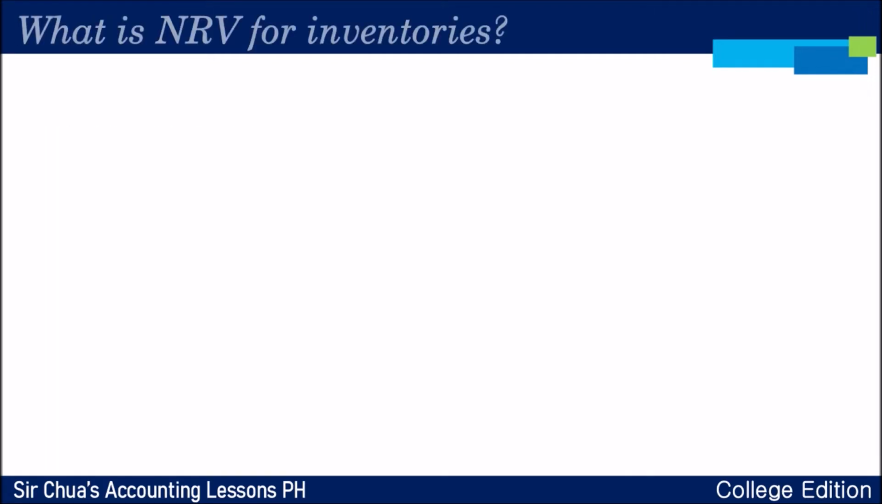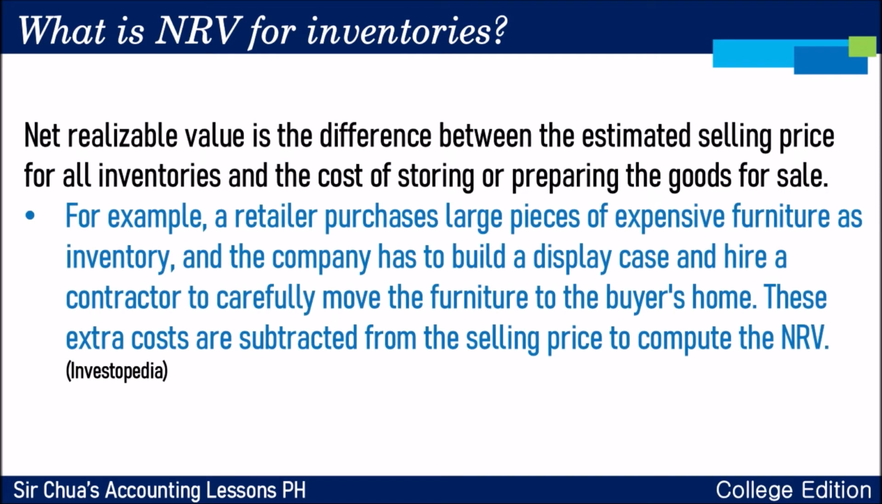Now, what is the net realizable value for inventories? In accounts receivable, you already know that receivables minus allowance for uncollectible accounts, those accounts that you cannot collect anymore. So, kung ano lang po talaga yung marireceive natin sa receivables, yun lang po ang nire-report sa ating statement of financial position. It goes actually the same way for inventories. Net realizable value is the difference between the estimated selling price for all of your inventories and the cost of storing or preparing the goods for sale.